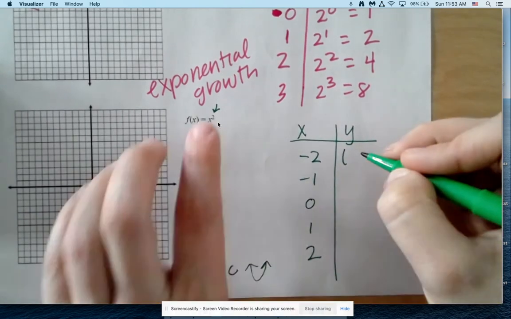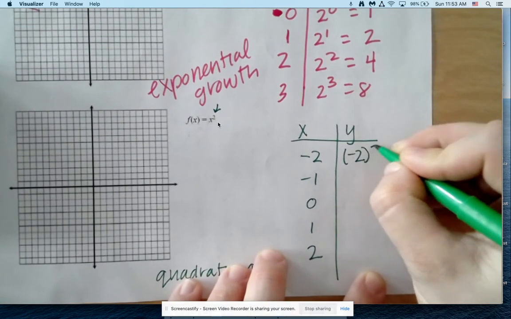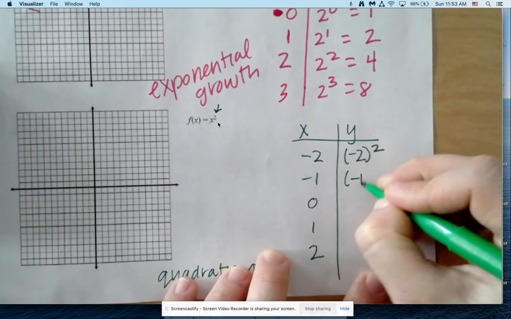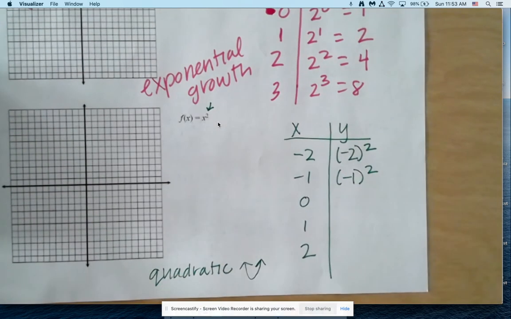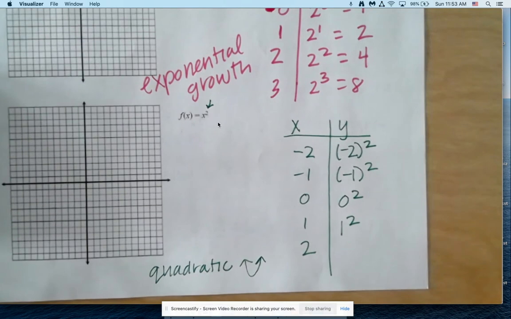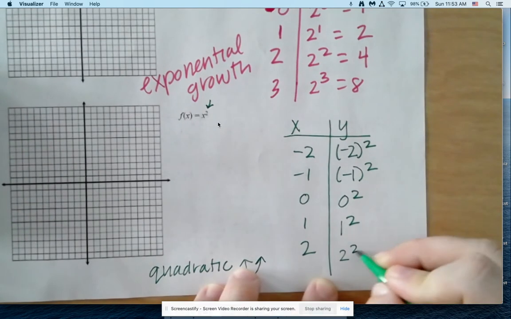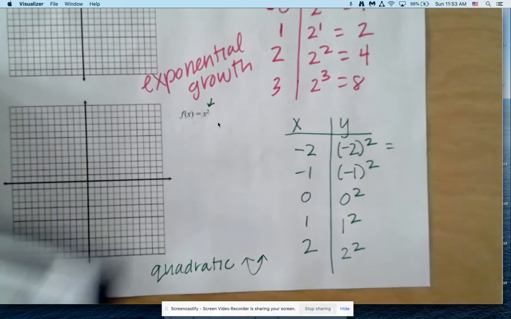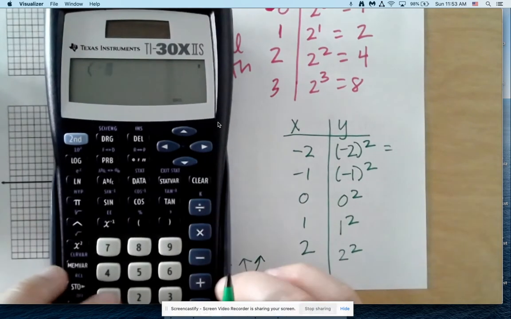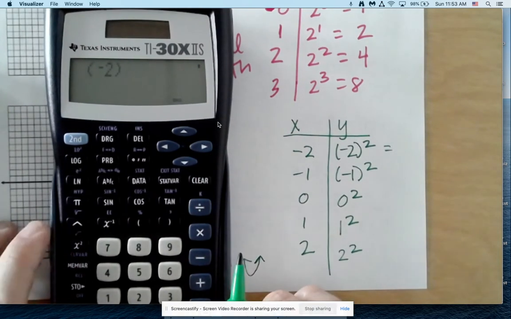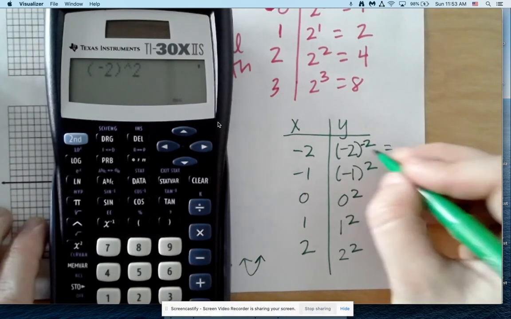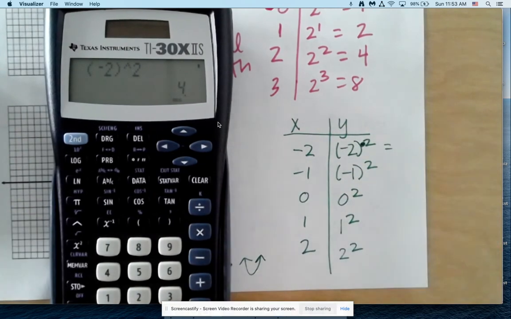So I'm going to take -2 to the power of 2, and it has to be in parentheses, otherwise that negative is going to mess everything up. -1 to the power of 2. 0 to the power of 2. 1 to the power of 2. And 2 to the power of 2. So again, take out your calculator. We're plugging in parentheses -2 and parentheses to the power of 2. Oh, I'm messing myself up. 4.